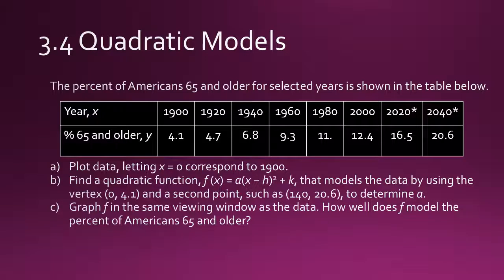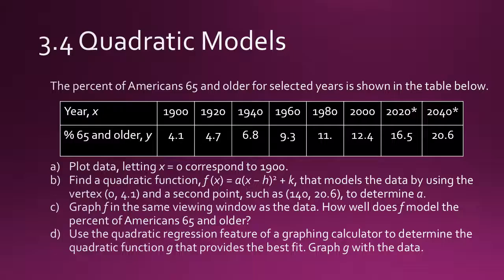We're going to graph the equation we come up with in part B in the same viewing window as the data that we plotted in part A and see how well it matches. And then we're going to let our graphing calculator do the heavy lifting and come up with an equation using the quadratic regression feature on it. So again, if you want to give this a try on your own, pause the recording. If you're wondering where the quadratic regression is, if you remember doing linear regression, it's in that same menu. If you decide to work this on your own, go ahead and pause and then resume the recording to check your answer.